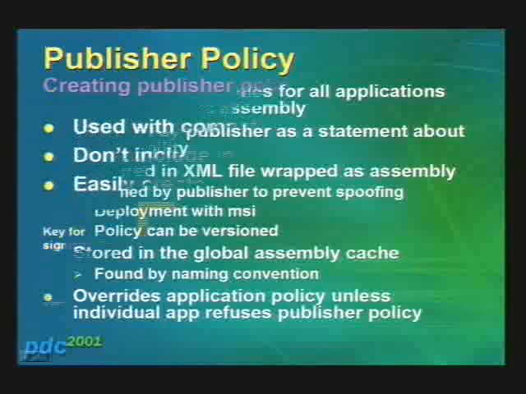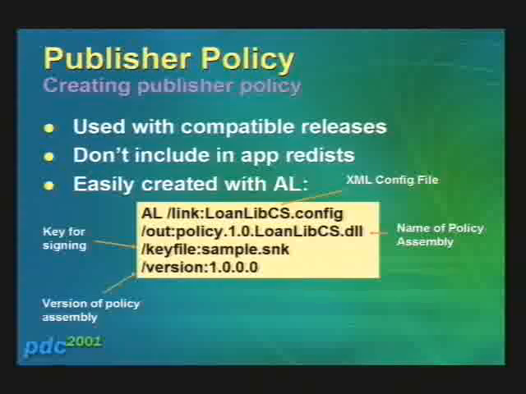So here's how you actually create a publisher policy. You can create a config file. The config file looks just like an application config file. You can just take an app config file and rename it, and then compile it with a tool called alink, specifying the /link option, and you point to the config file. Specify the DLL that you want generated, and the DLL must follow this naming convention. It must be named policy.majorversion.minorversion.assemblyname.